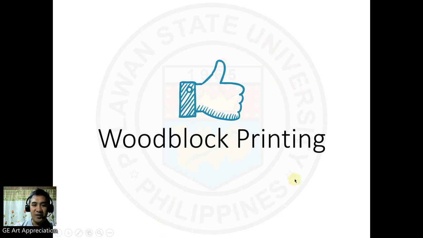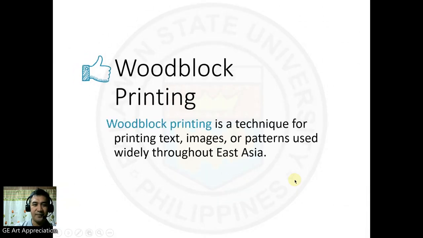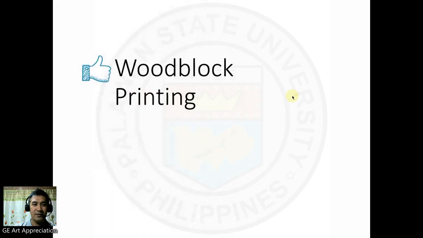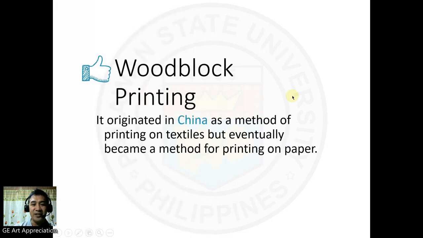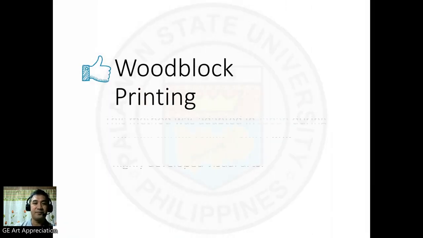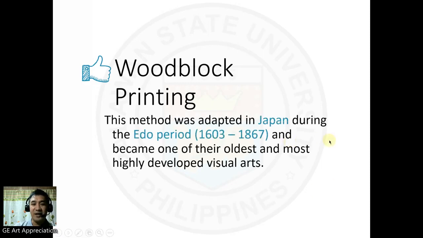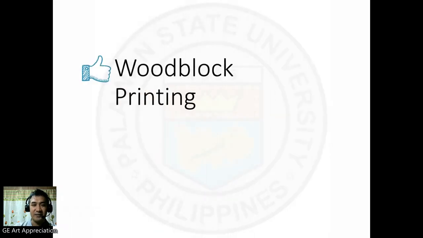Let's have woodblock printing. Woodblock printing is a technique for printing text, images, or patterns used widely throughout East Asia. Okay. It originated in China as a method of printing on textiles, but eventually became a method for printing on paper. This method was adopted in Japan during the Edo period in 1603 to 1867 and became one of their oldest and most highly developed visual arts.